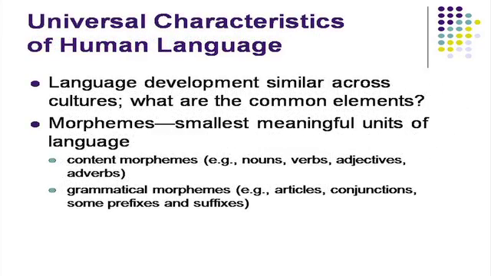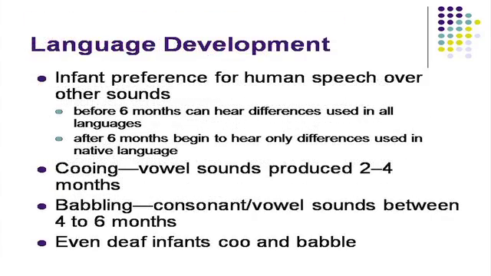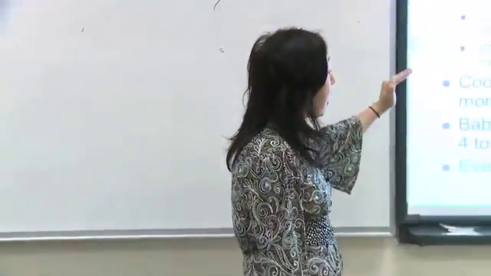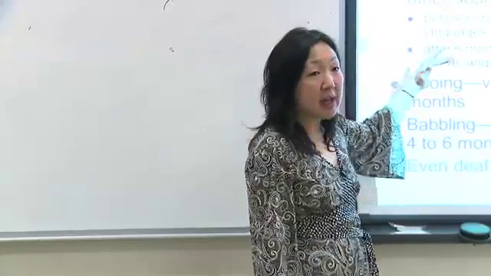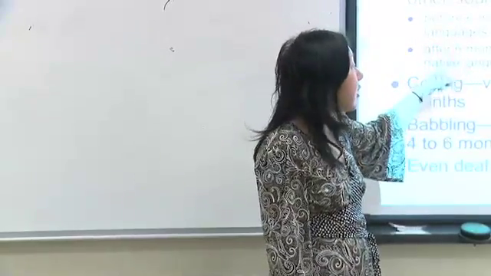Language development is similar across cultures. We have different morphemes, the smallest meaningful units of language. We have content, grammatical ones, nouns, verbs, articles, conjunctions, and so forth, all right? But more importantly, okay, infant preference for human speech over other sounds because they heard the caregiver's voices. Right, in that first time. So before six months, okay, the babies can hear all the differences used in all languages. And after six months, they begin to hear only differences used in their native language. But it's not always true, because recent studies have shown that if the parents kept using different languages in their household, after six months, they can still distinguish the differences.